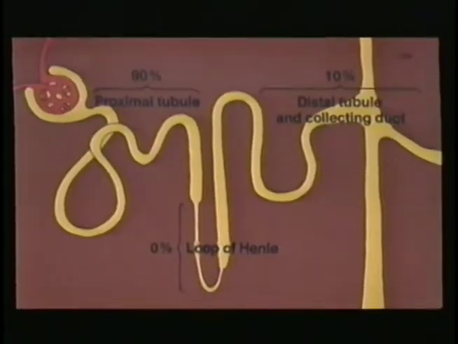44. The loop of Henle appears to play a minor role in bicarbonate conservation. Therefore, if bicarbonate excretion is to be prevented, the distal convoluted tubule and collecting ducts must remove whatever bicarbonate remains in the luminal fluid.